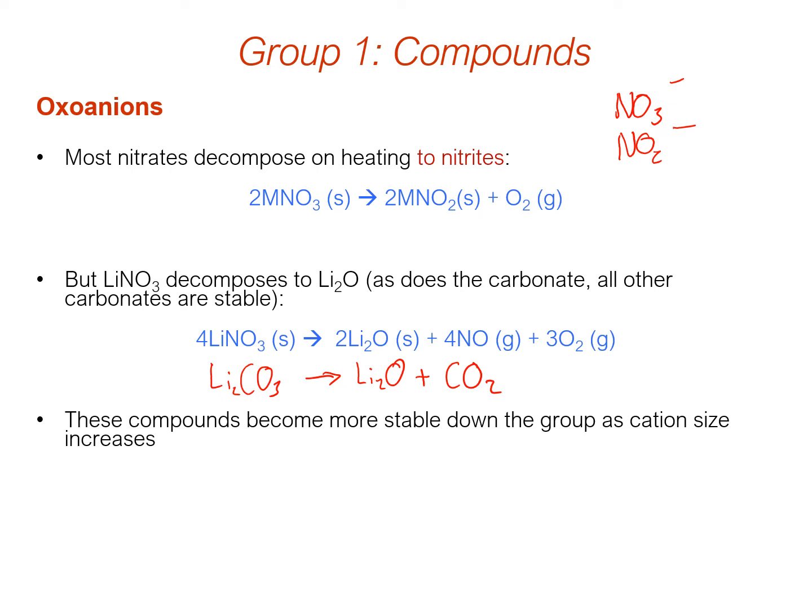Now these compounds become more stable down the group, and this is for the same reason that we saw the peroxides in one of the earlier videos getting more stable down the group. It's from the whole cation size ratio. So we said that larger cations are stabilized by larger anions. Now these oxoanions are pretty large anions. So you'll see that they're less stable at the top because lithium's a very small cation, and the stability increases down the group as the cation size increases.